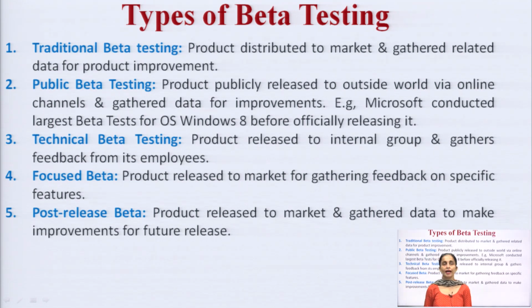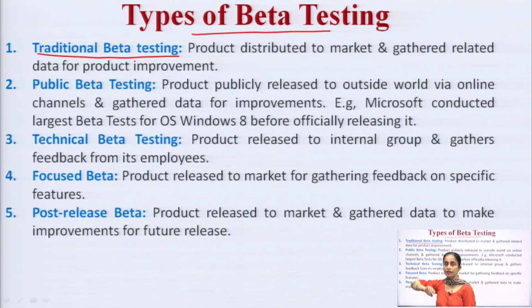Then there are 5 types of beta testing that we can perform. The first is traditional beta testing. Traditional beta testing says the product is distributed to the market and various related data is gathered so that further improvement in the product can take place. That is our traditional beta testing.